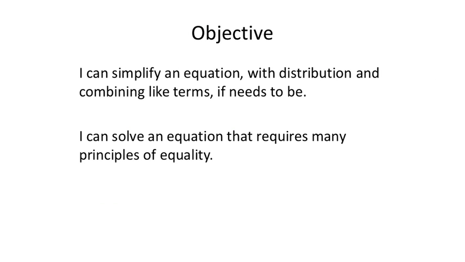Here are our two objectives. I can simplify an equation with distribution and combining like terms if it needs to be. Sometimes we see equations that don't have any distribution or combining like terms, just like we saw in the bell work. But if they do, then we should be able to do that, and then also use principles of equality. But now we're using principles of equality not only on constants, but also on x terms.